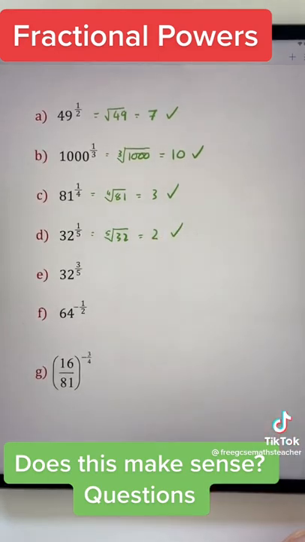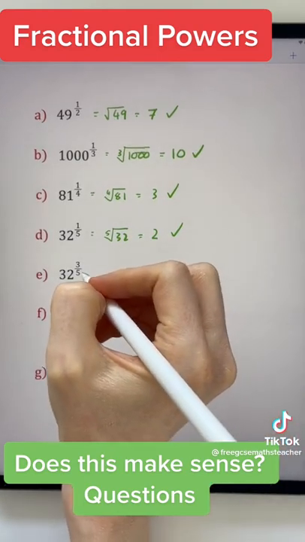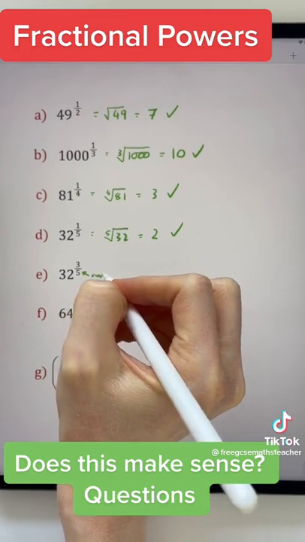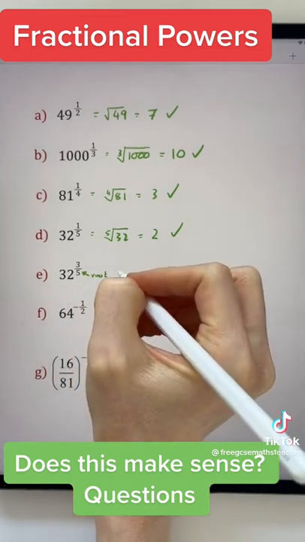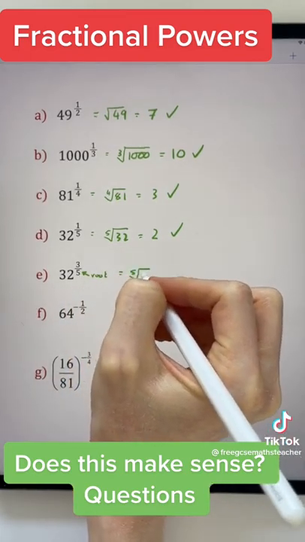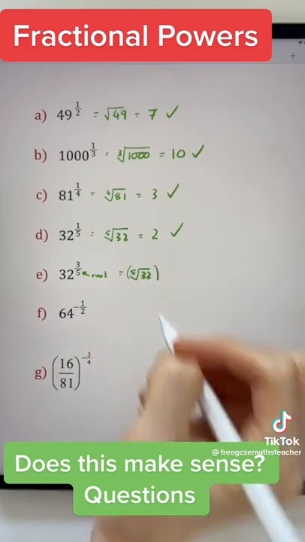For question E, we have 32 to the power 3/5. The number on the bottom of our fractional power represents the root. So here we've got 5 on the bottom of the fractional power. So therefore I'm going to do the fifth root of the base first. So the fifth root of 32.